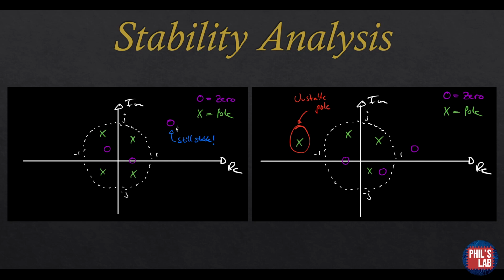Now, even if a zero, for example, lies outside, that is absolutely fine. The only thing that matters for stability are the poles. Now, if only one of these poles is outside of the unit circle, for example, this one here, the whole system is unstable. Even if we have 1,000,000 poles inside the unit circle and just one is outside, the system is unstable. And again, the zero doesn't matter for stability.